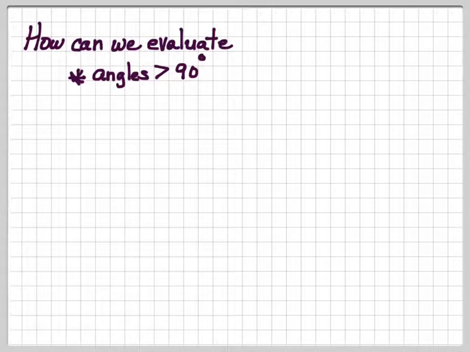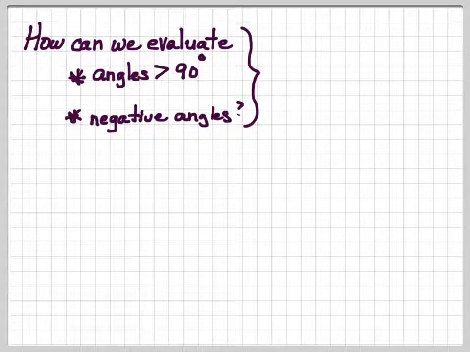Okay. So our question now is, how are we going to evaluate angles that are greater than 90 degrees? We've only talked about those special angles: 30 degrees, 45 degrees, 60 degrees, and 0 and 90 degrees. But let's talk about angles that are greater than 90 degrees and how we can evaluate them and find out what the trig functions are for them. Okay, and also we'll deal with negative angles.